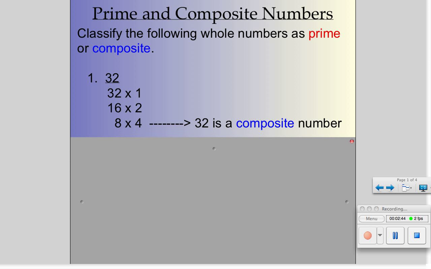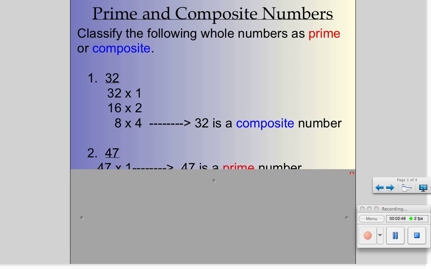Okay, let's look at our next example, 47. So I'm thinking of whole number ways to multiply to get a 47. And guess what? There's only one way to do it. It's 47 times 1. Because there's exactly 2 factors, 1 and itself, 47, we say that 47 is a prime number. That's the difference between prime and composite numbers. Prime numbers have exactly 2 factors, and composite numbers have more than 2 factors.